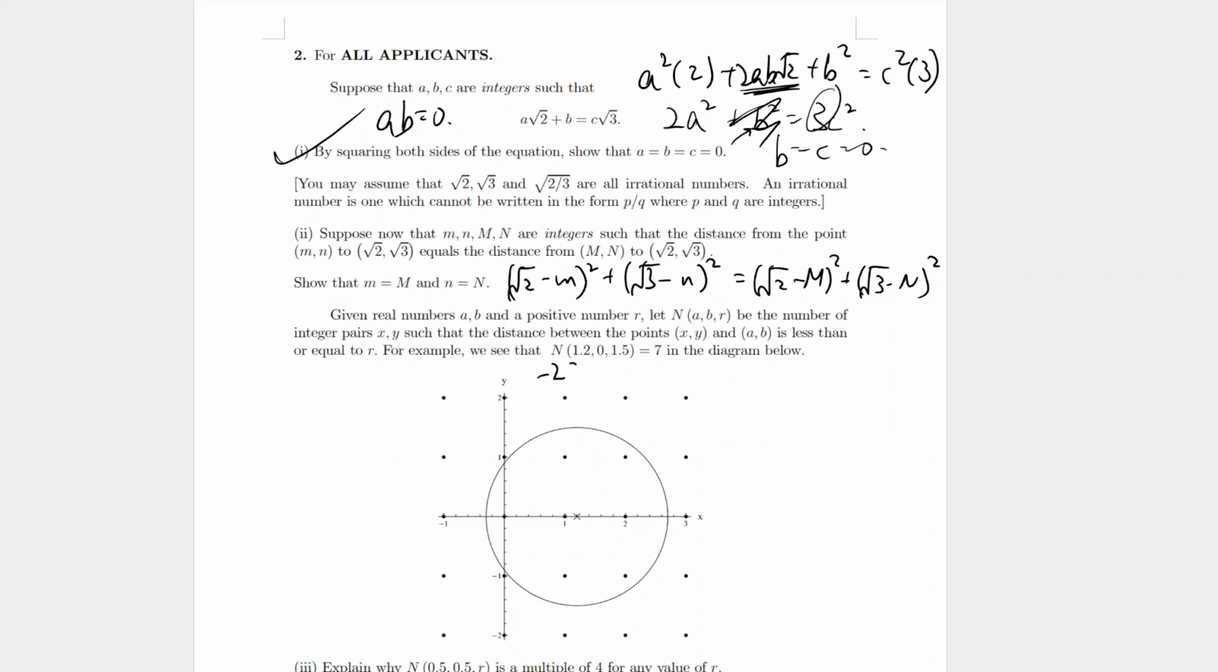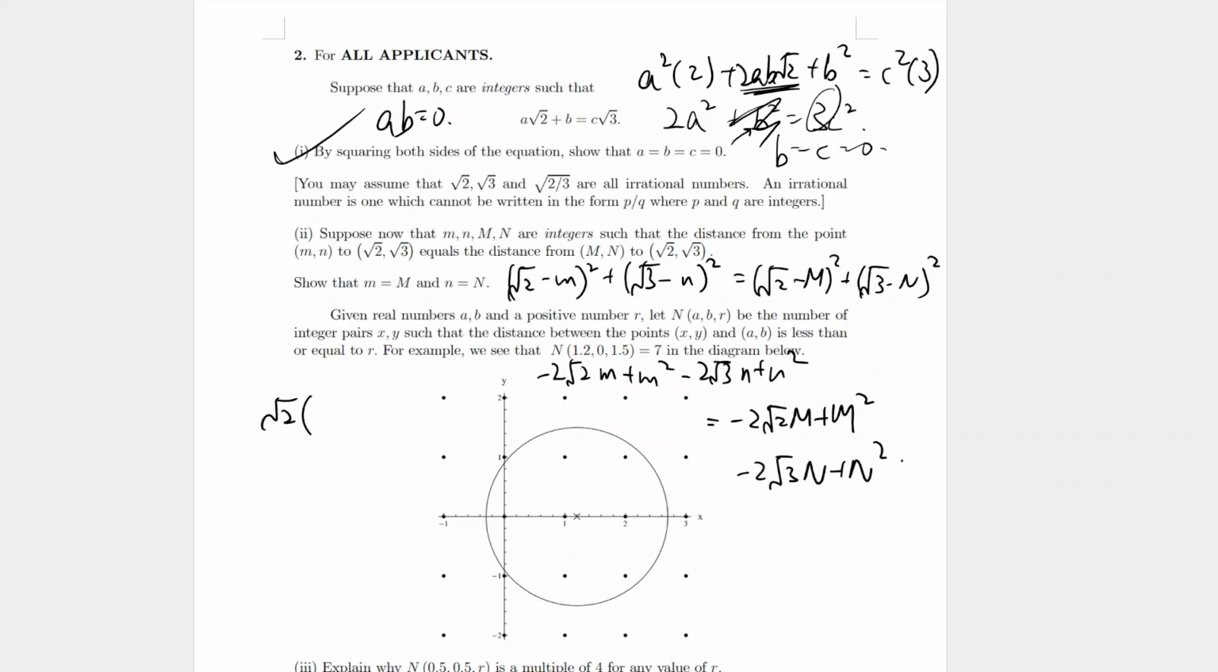So minus 2 root 2 m plus m squared minus 2 root 3 n plus n squared equals minus 2 root 2 big M plus big M squared minus 2 root 3 big N plus big N squared. Okay, let's rearrange this slightly and use part 1. Always think about why part 1 exists, right? So let's try to use part 1. Let's put something with root 2 to one side. Let's put everything to the left-hand side.